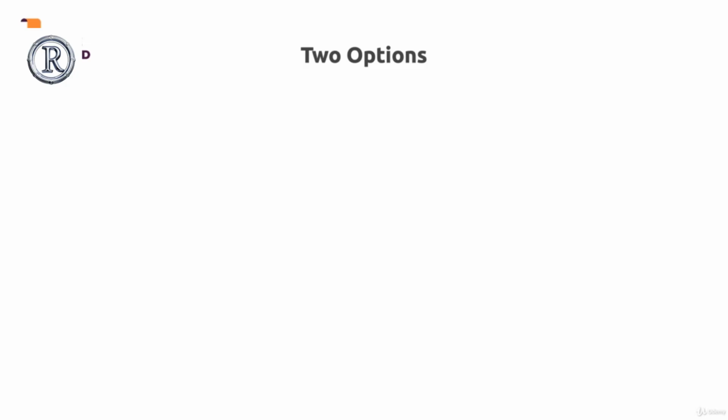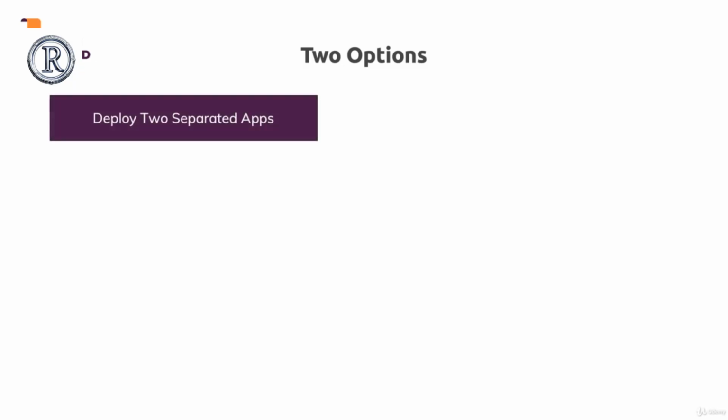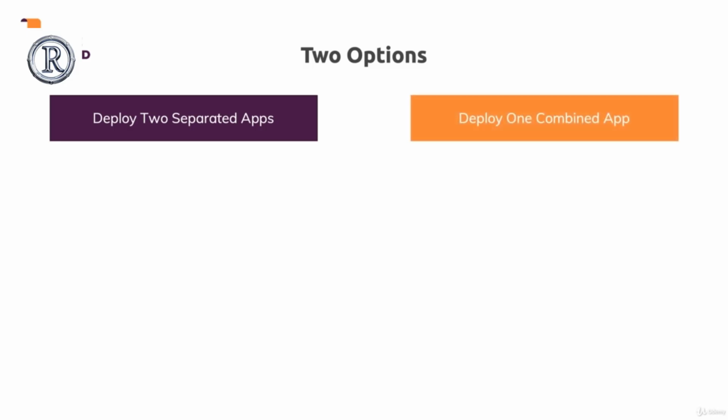The first option, probably the better one or the more common one, is that you deploy two separated apps. And with that, I mean that you use two different servers. I will come back to that. The other option is that you deploy one combined app, so all on one server. Now let's have a look at option number one first, so two separated apps.